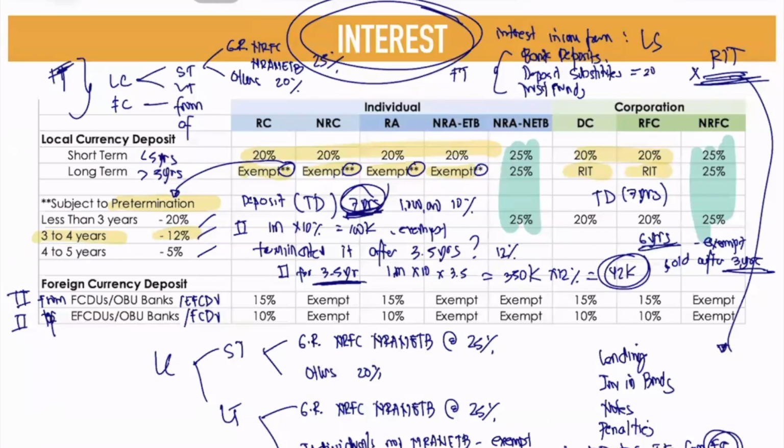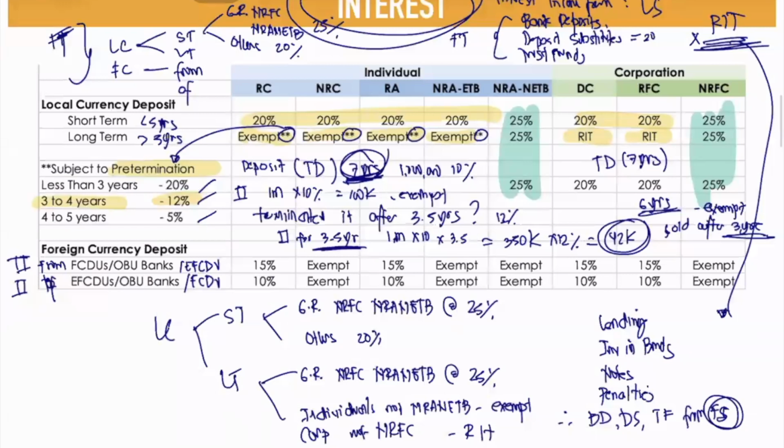So long as you pre-terminate it, guys, na naging short term siya, then taxable na. Pero kung pre-terminate mo siya, long term pa din siya, edi exempt. Okay? Tandaan yung rule natin doon, pre-termination. So under pre-termination, if terminated is still long term, it is exempt. If terminated, it now becomes short term, then it becomes taxable.